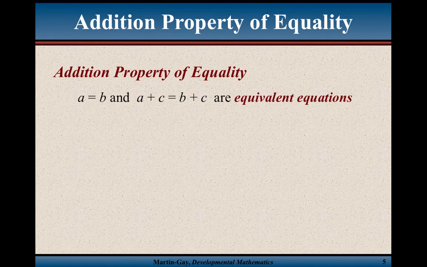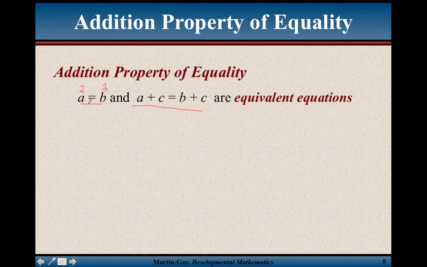For the addition property of equality, we have this one: A is equal to B and A plus C is equal to B plus C are equivalent equations. So pareho lang daw yung dalawa. Etong A equals B, pareho lang siya ito. So, ibig sabihin, kung ang A ko at ang B ko pareho sila or equal sila, let's say this is 2 and this one is 2 also, so equal sila.